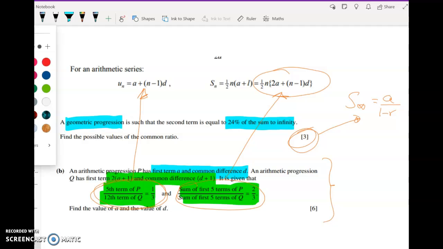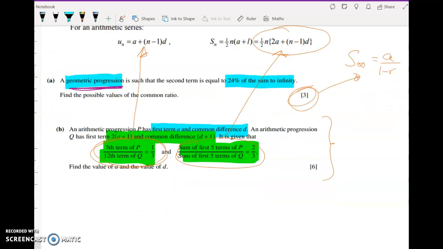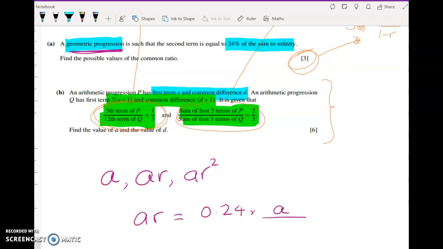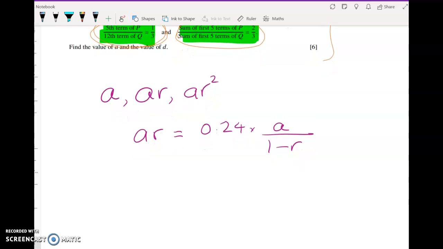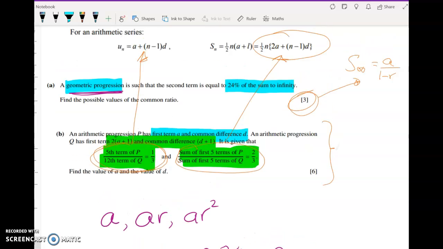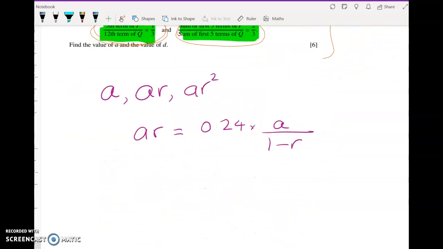So first I'm going to do Part A, because it comes first. So we've got a GP, and we're told that the second term is 24% of the sum to infinity. So in a geometric progression, the first term is A, and then we've got A times the common ratio, and so on. What we know here is that the second term will be AR, and we know that it's equal to 24% of the sum to infinity, which is A over 1 minus R. Now, we know that A is not 0. If it were 0, then the sequence would just be 0, 0, 0, 0, 0, so it's not going to be that. That means that we can divide both sides by A.